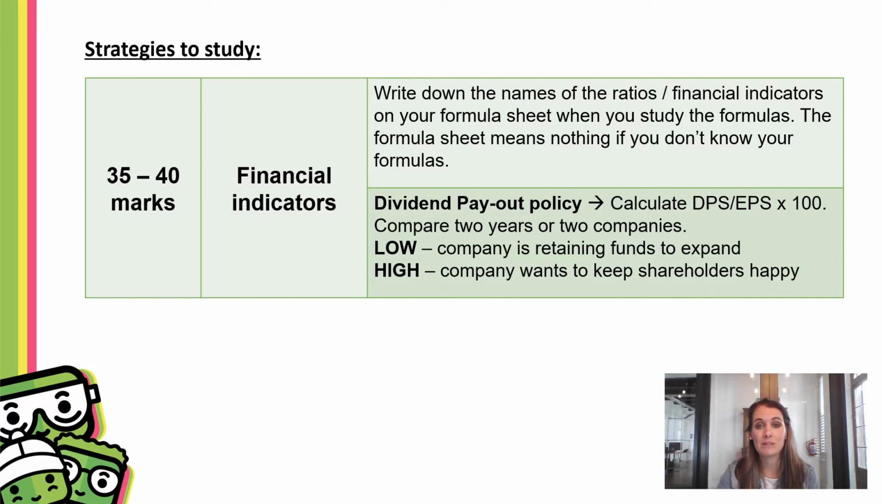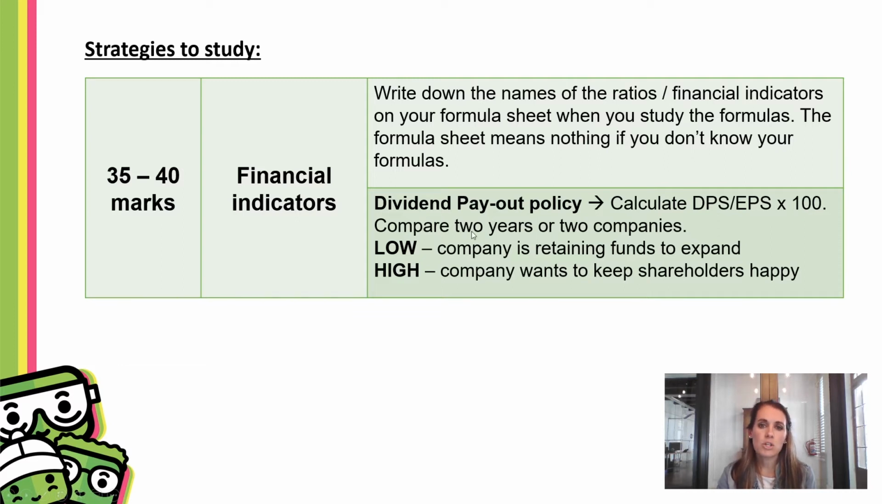Then also, this part I've highlighted and made it bold. Dividend payout policy. This is something that you will not find in any textbook. But guess what? It's in the final paper. So it is really important that we actually go and look at the dividend payout policy, how we calculate it. I showed you over there. It's the dividends per share divided by the earnings per share times 100. And that's then expressed as a percentage.